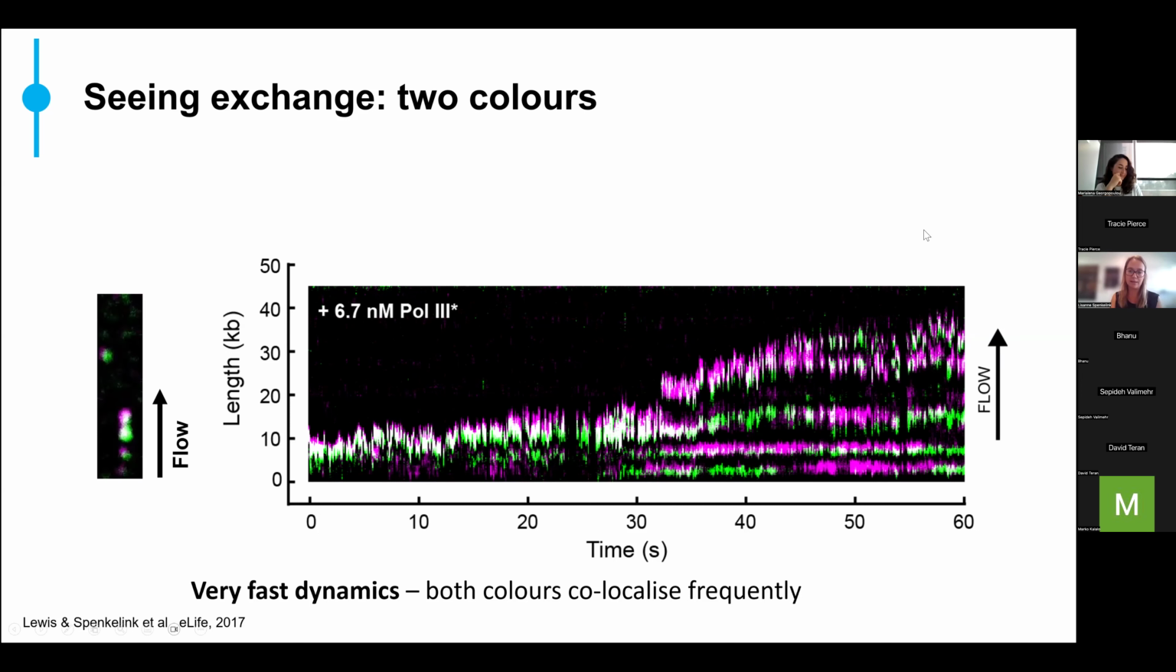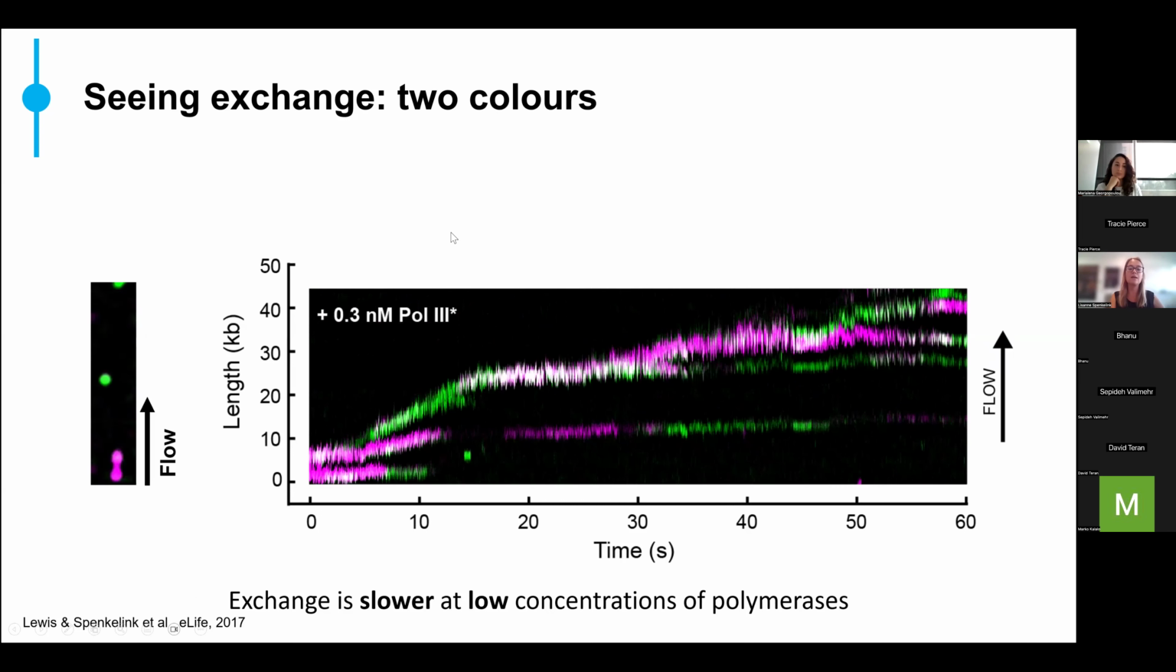So we then changed the conditions again. Here we have a concentration of labeled polymerases that is similar to the concentration that you would have in the cell. We thought, well, we now have the two extremes. We have this condition where exchange is very rapid. We have the other extreme where we have no polymerases in solution, so exchange can't happen at all. What if we go somewhere in the middle and we go at a low concentration of polymerase in solution? And it was then that we saw our expected results. If you look at this kymograph, you see that we have magenta exchanging for green.